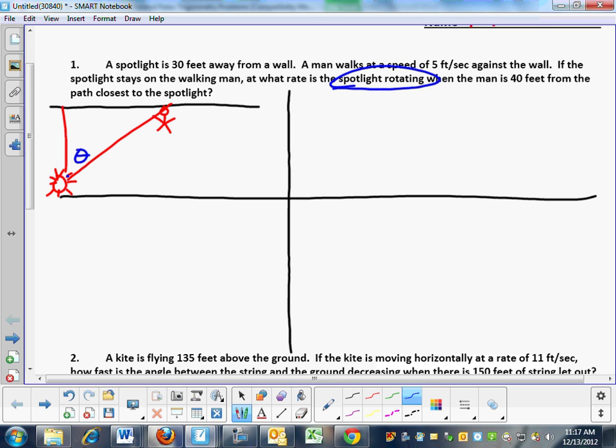Is this changing at all? No. It's 30, okay? I'm going to call this X. I'm going to call this Y. And now we need an expression to talk about some of the changing pieces, okay? I want to know at what rate theta is changing. Any ideas?